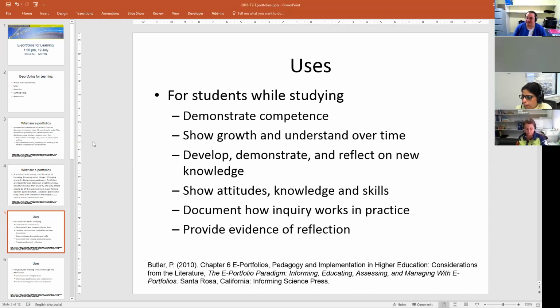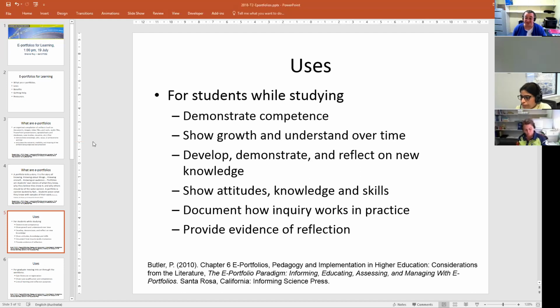It can also help develop, demonstrate and reflect on new knowledge. As we add things or do things, we should be encouraging them to become reflective practitioners, so to speak. Be thinking about what they're doing and why they're doing it, what they have learned, and how they can then use that in other contexts.